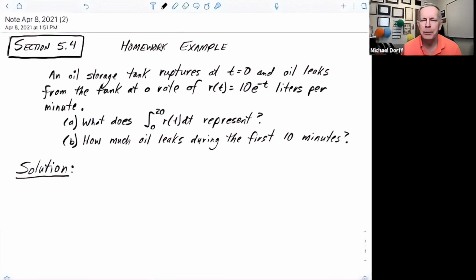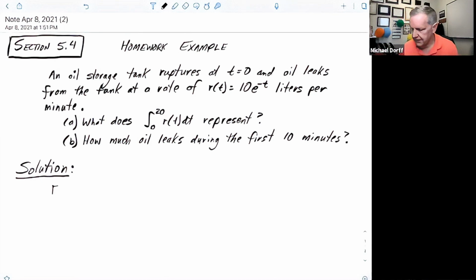We're in section 5.4 and we're looking at a homework example. In this example, we have an oil storage tank that ruptures and leaks oil, and we're asked to answer two questions about this. Some background, let's review a little bit here.